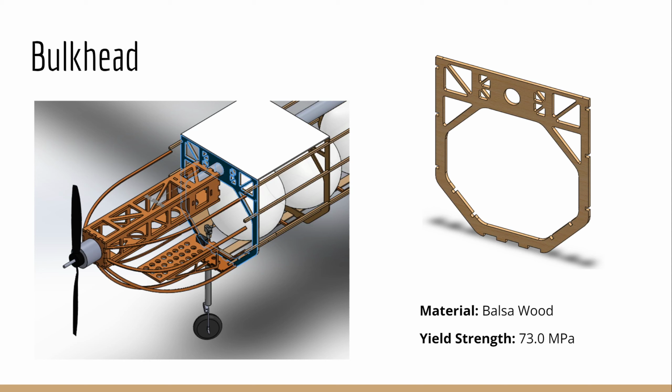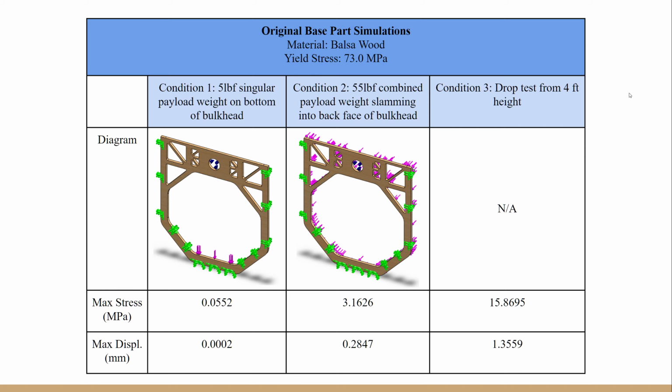Since the bulkhead is the major support component of the fuselage, we ran sims on its most complex cross-section, shown on the right. The first load condition considers the bulkhead carrying the weight of a single payload. The second considers the event that during a crash, the payload will slam into the back face of the bulkhead.